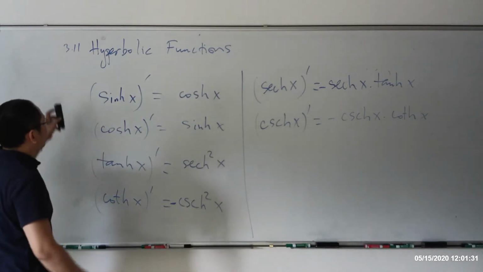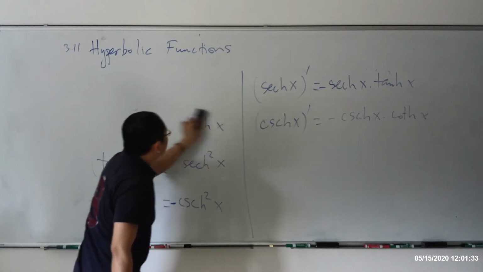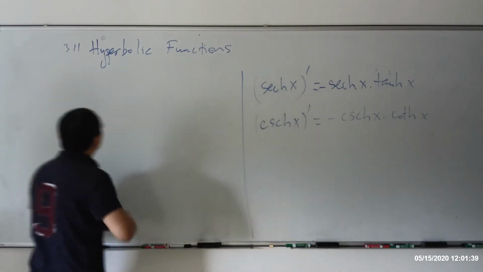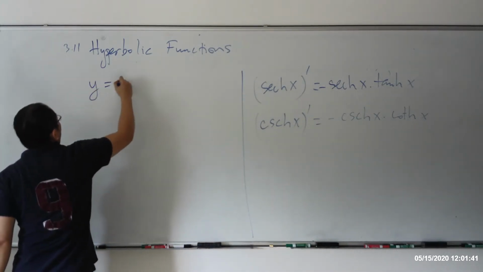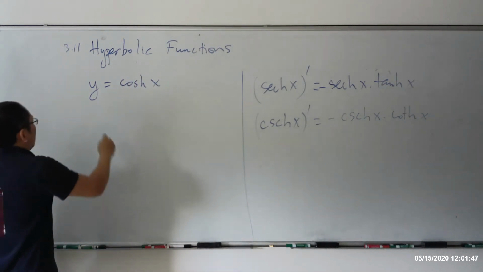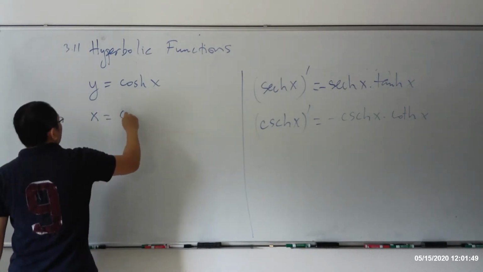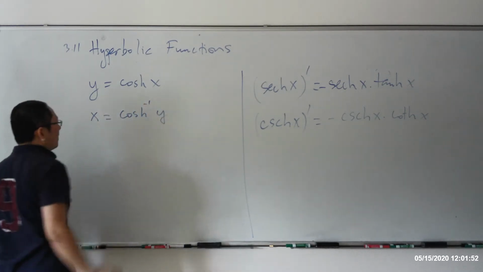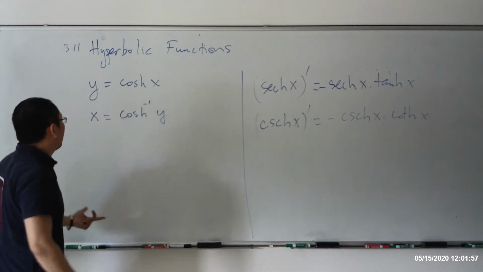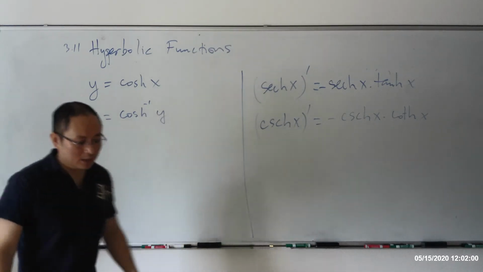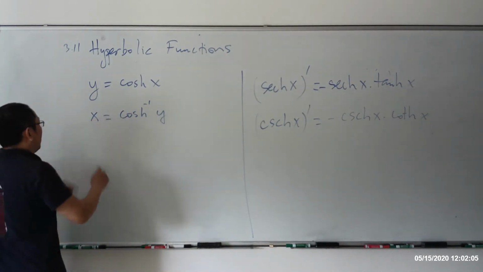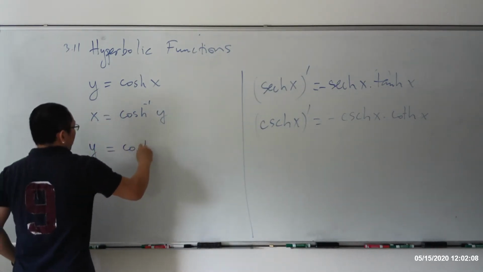Inverse hyperbolic trig function. We have y equal to hyperbolic cosine of x. So the inverse function is going to be what? x is equal to hyperbolic cosine inverse of y. Is that right? Those two are the same. So the inverse of this function is y equal to hyperbolic cosine inverse of x.